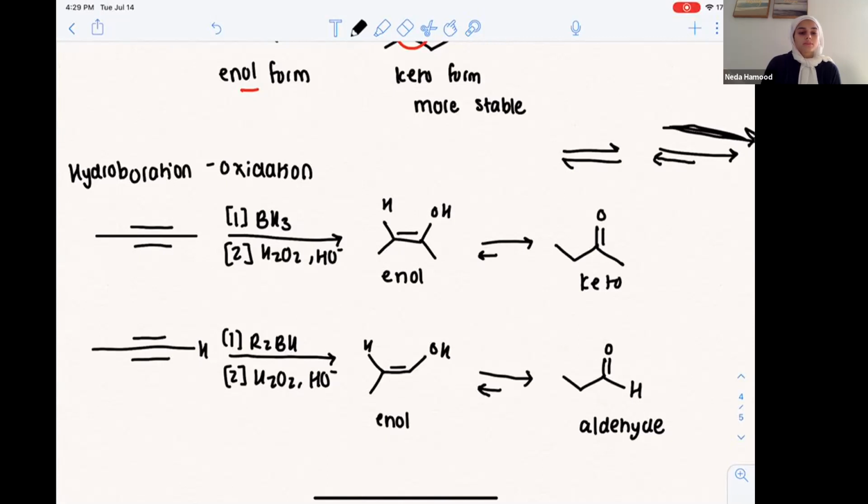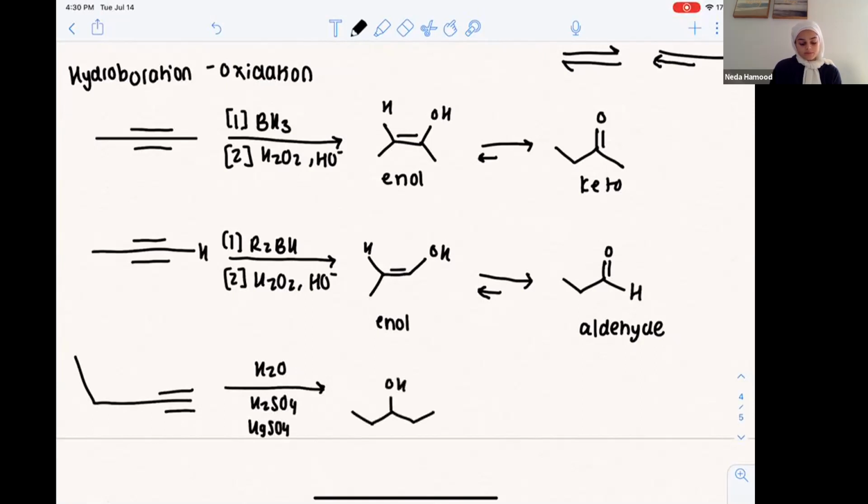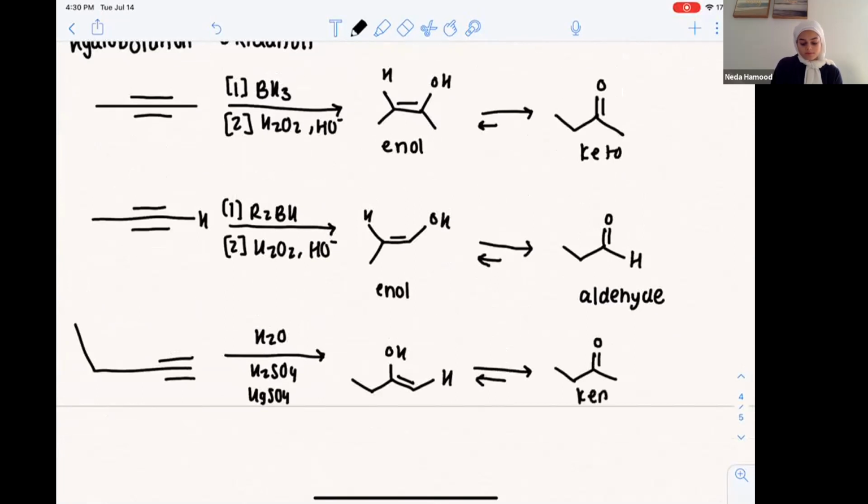So over here in the book, it's saying addition of water using H2O, H2SO4, and HgSO4 forms methyl ketones from terminal alkynes. Addition of H2O using an organoborane, then H2O2, OH minus forms aldehydes from terminal alkynes. So you can form a ketone, but you have to do it with this. So let's say that we have this terminal alkyne, but instead we use H2O, H2SO4, HgSO4. And then from that, you get this. And then you would get your ketone. So you just have to really pay attention to what type of agents you're using. Cool.